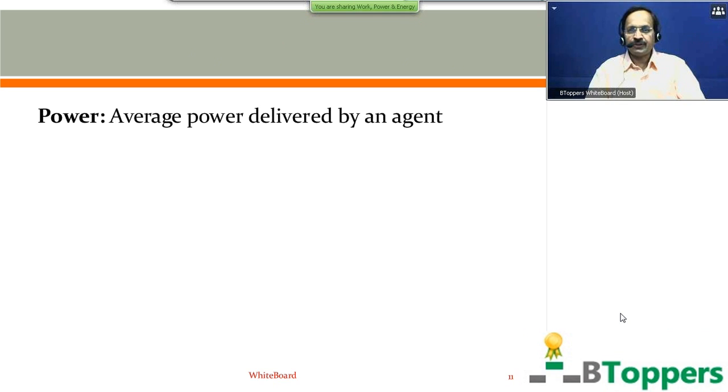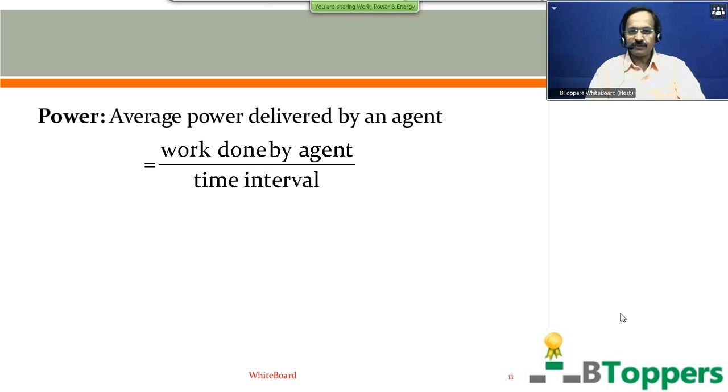So I am going to show you the notes on the screen. Those who are writing the notes can start writing. Wherever you need more time to copy the notes, you can take a pause and take more time if required. So, power: the basic formula for power, average power delivered by an agent is equal to work done by the agent divided by time interval. All this I have already discussed in the previous class. I'm just giving the notes for what I have already discussed.